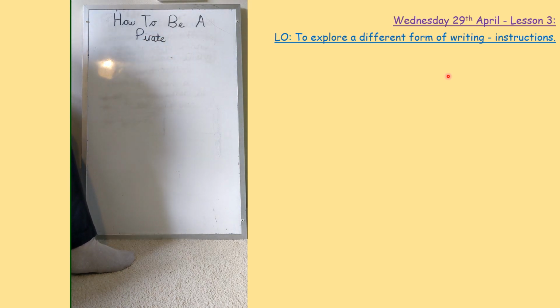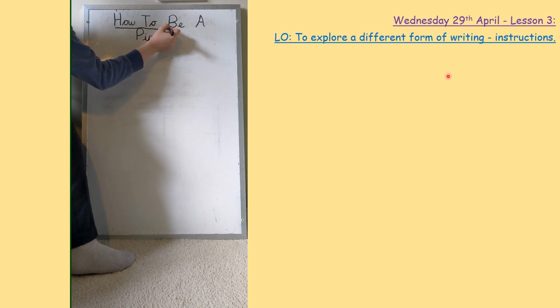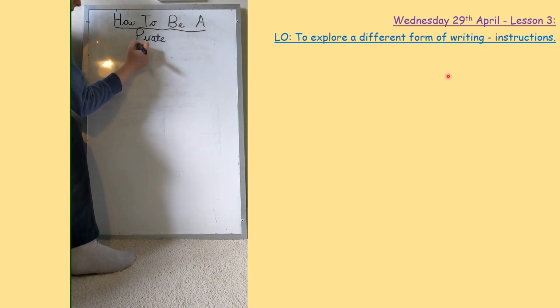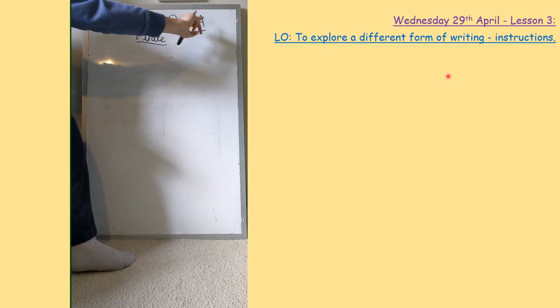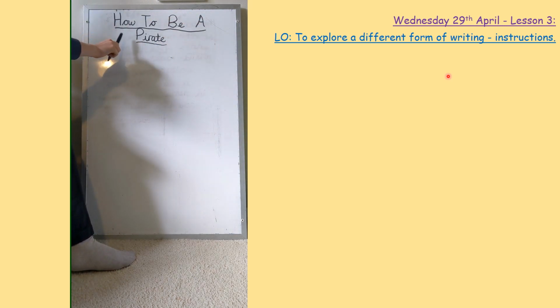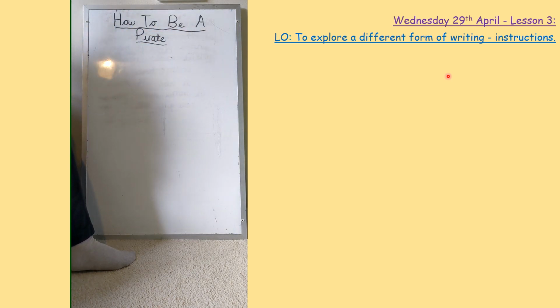Pirate. If you have a ruler at home, you could use a ruler to underline. I don't have a big ruler, so I'm just going to try and draw the straightest line that I can. But if you have a ruler or something straight at home, you can draw a line underneath. So this is our title, How to be a Pirate. And today we are focusing on what we would need to be a pirate.